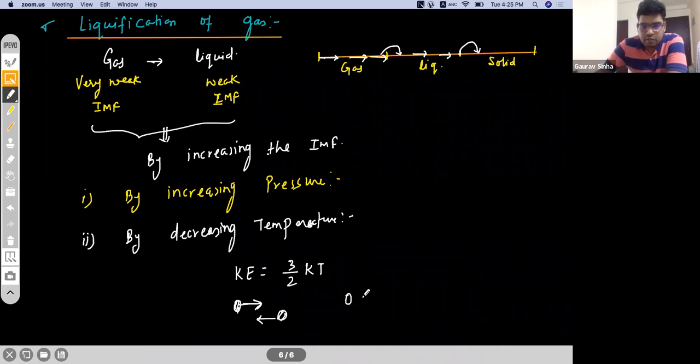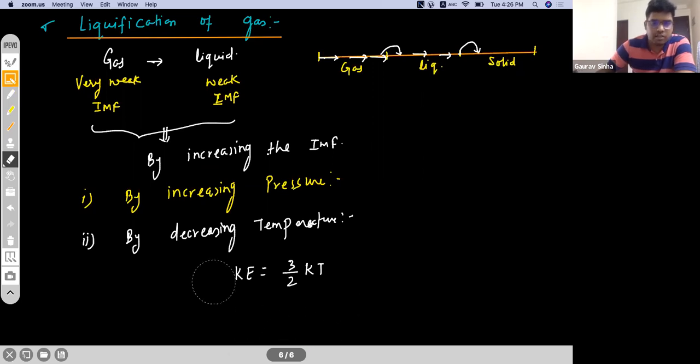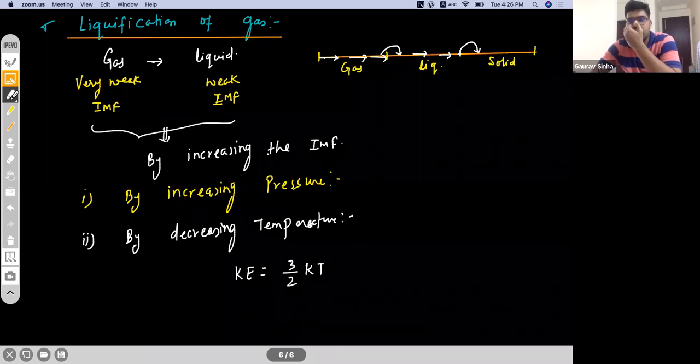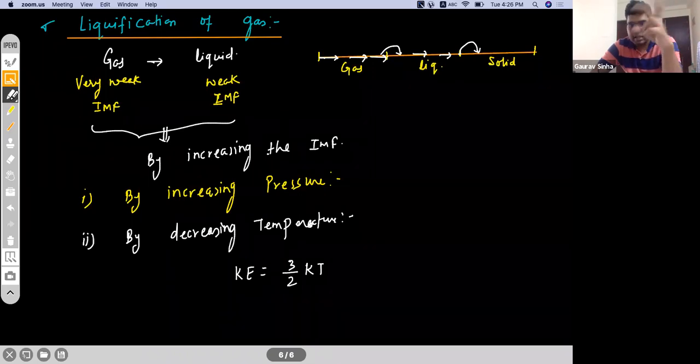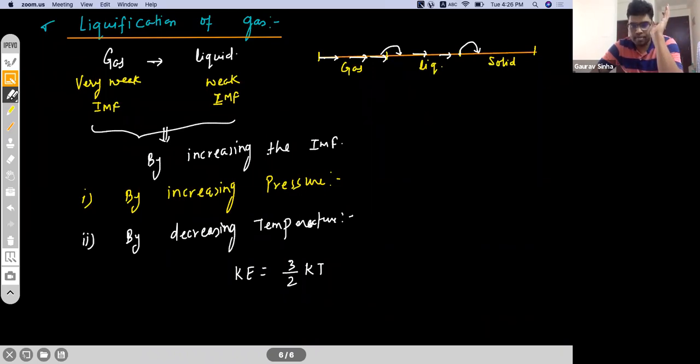Otherwise, if two objects cross each other with a very high velocity, like this, they will just cross, right? So the interaction is less. Interaction is not possible in that case. Okay, so with decrease in temperature, what happens? Kinetic energy decreases, and hence the interaction increases. Or you can also say randomness: the random motion of the gaseous particles will become less, and hence the interaction could be more, right?